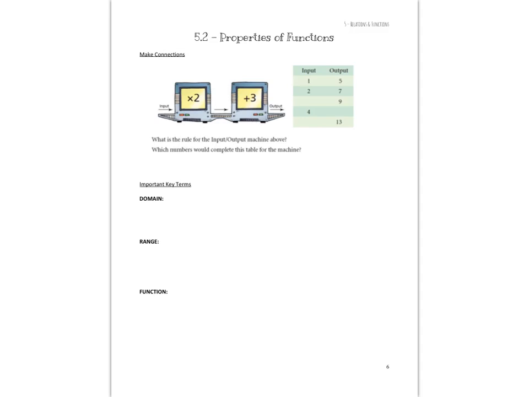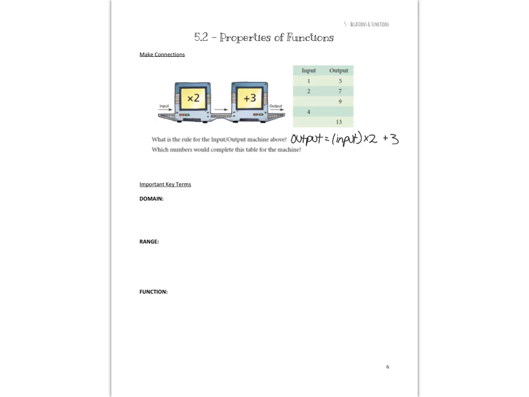So for instance, if we put in 1, it multiplies by 2, which makes 2. We add 3, which makes 5, and that will be our output. Again, if we input 2, it multiplies by 2, which gives us 4. Adds 3, which gives us 7, and that's our output. So what is the rule for the input-output machine above? I wrote that the output is equal to our input times 2 plus 3.